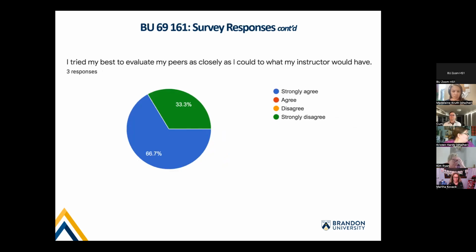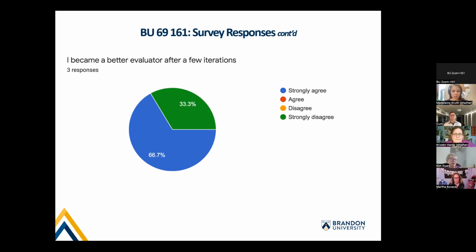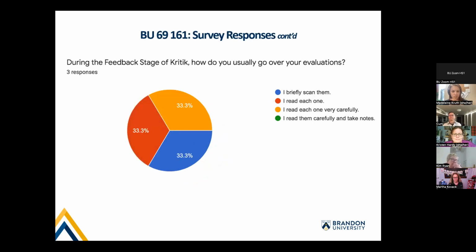I tried my best to evaluate my peers as close as I could to what my instructor would have: 2 strongly agreed and 1 strongly disagreed. I became a better evaluator after a few iterations: 2 strongly agreed, 1 strongly disagreed. During the feedback stage of Kritik, how do you usually go over the evaluations? I briefly scan them was one response, and I read each one very carefully was another student's response.